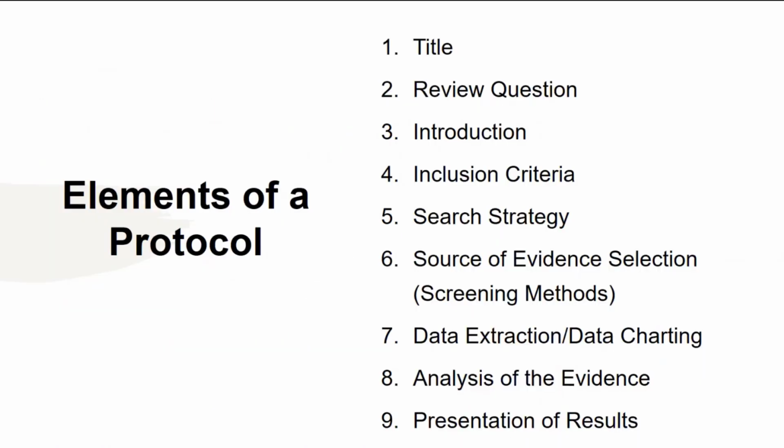The JBI handbook outlines these aspects of a protocol. I'm going to go over a few of the elements that might not be so self-explanatory. So, source of evidence selection. The scoping review protocol should describe the process of source selection for all stages of selection. So based on title and abstract screening and based on full text screening. And the procedures for solving disagreements between reviewers.